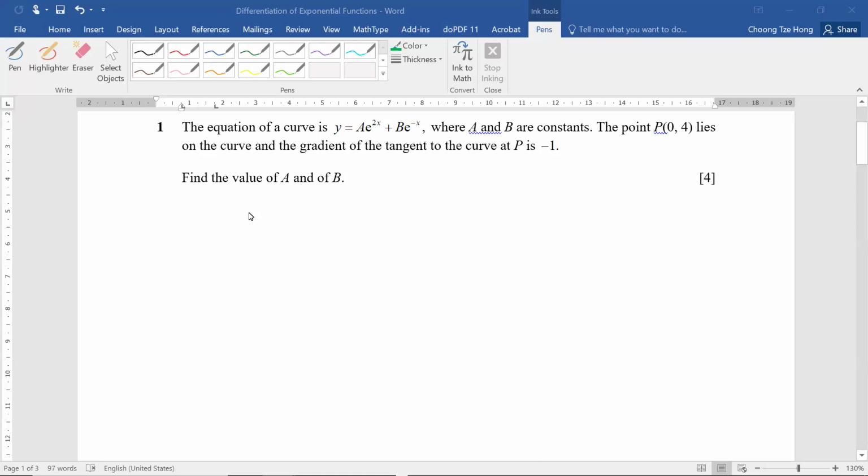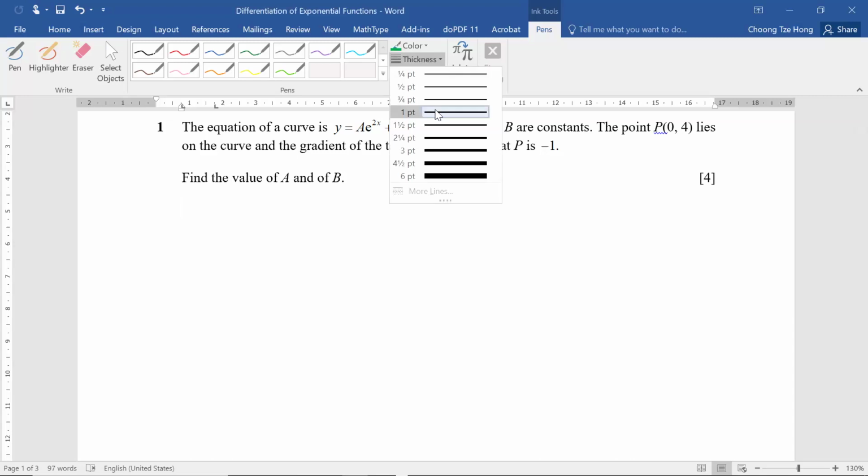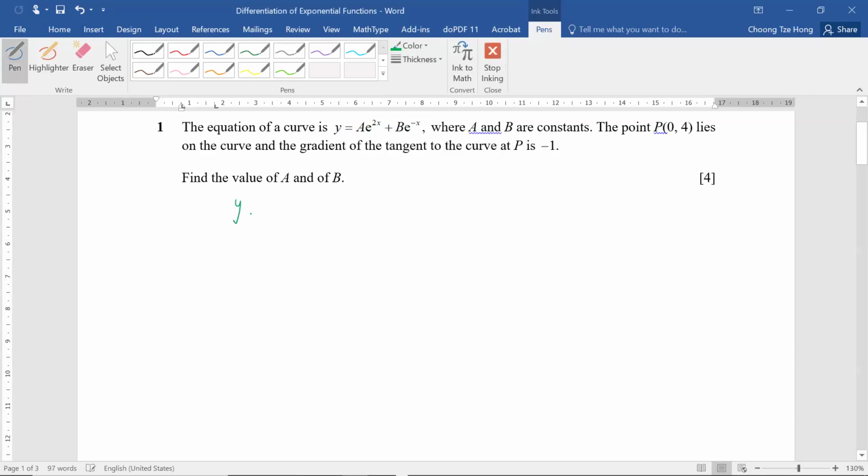So for this question, the first thing that comes to mind is where you are able to get the two equations from. Do we have enough information given in the question to form the two equations? The equation of the curve is y equals a... so let's write it out first. y equals a times e to the power of 2x plus b times e to the power of negative x.